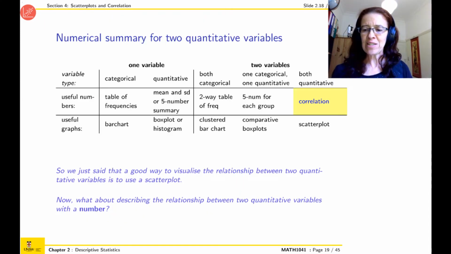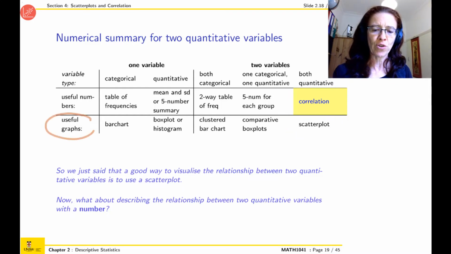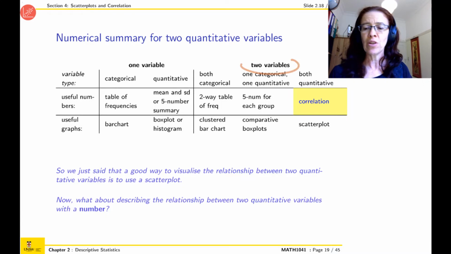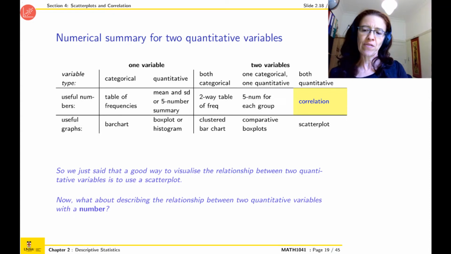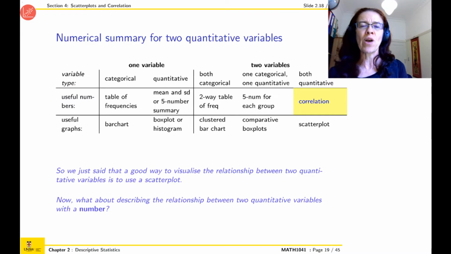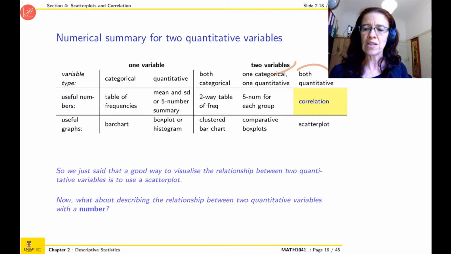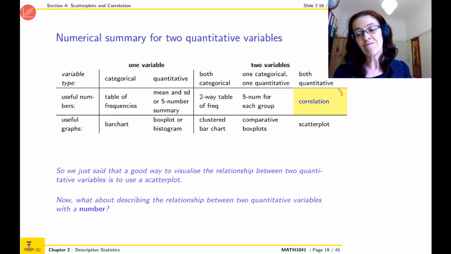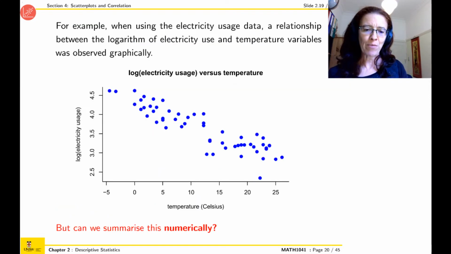So let's see where we stand. We just looked at scatterplots, which are the tool to use if you want a graph for two variables when both of them are quantitative. That begs the question: each time we do a numerical summary and a graphical summary, now we want a number which would summarize the relationship between two quantitative variables. This number will be called correlation, or Pearson coefficient of correlation. You may have heard that. Let's look at that on an example.